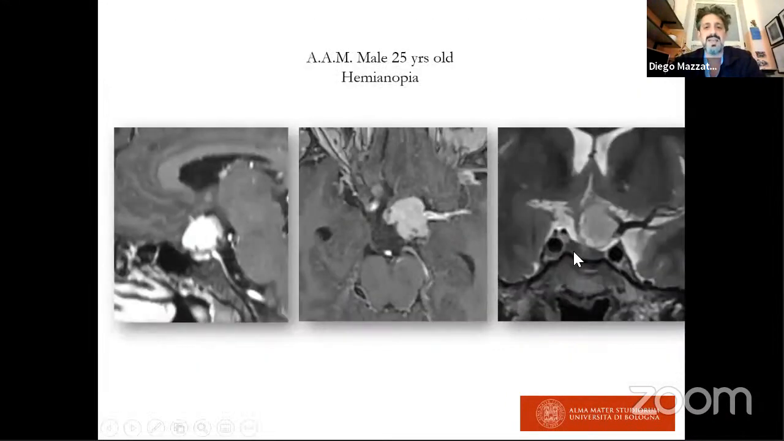I show you this case. This is a young male, 23 years old, affected by myopia. As you can see, this is the MRI. You can see the optic nerve, the chiasm, the pituitary stalk, the pituitary gland, the carotid, M1, A1 arteries. It's not easy to decide whether this is a craniopharyngioma or a glioma.